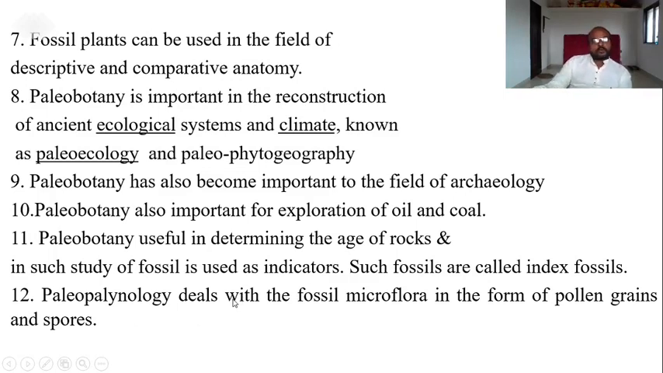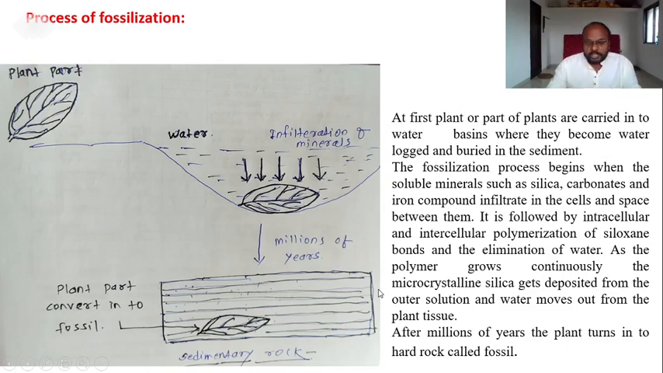Paleopalynology is another branch of paleobotany which deals with the fossil microflora in the form of pollen grains and spores. So this is some of the objectives of paleobotany. The next point, which is very important, is the process of fossilization. How a fossil is formed is called the fossilization process.